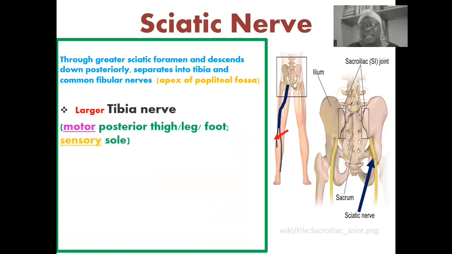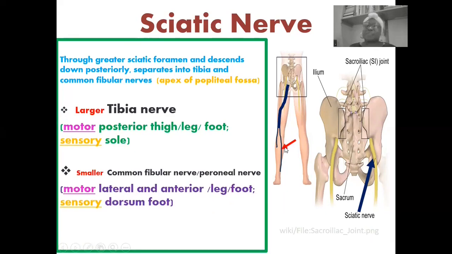And this is the larger tibial nerve here that is arrowed in red, and also a smaller common fibular nerve, or common peroneal nerve. And this is what is also arrowed here at this point. So you see that the sciatic nerve will further divide into the tibial nerve and the common fibular nerve. As they divide, they will be giving motor and sensory innervation to different regions of the lower limb. The tibial nerve that emerges at this point will be giving motor innervation to the muscles around the posterior part of the thigh, the posterior part of the leg, and also some intrinsic muscles of the foot.